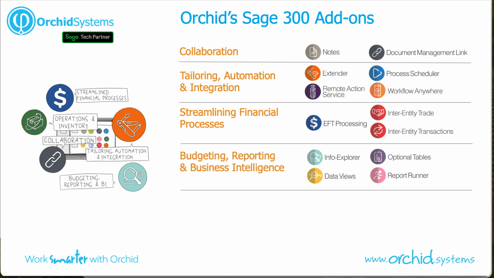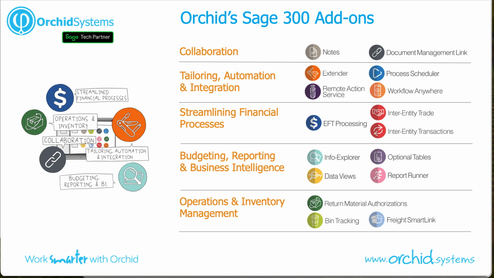Budgeting, reporting and business intelligence, which includes Info Explorer for business intelligence, slicing and dicing your data, drilling down into the underlying information. Optional tables, data views and report runner. Lastly, we have operations and inventory management, which includes RMA or return material authorizations, the first module we ever did, bin tracking, and freight SmartLink.